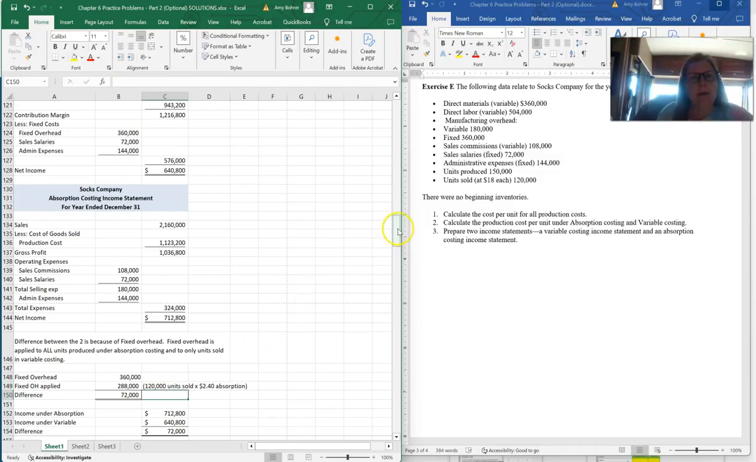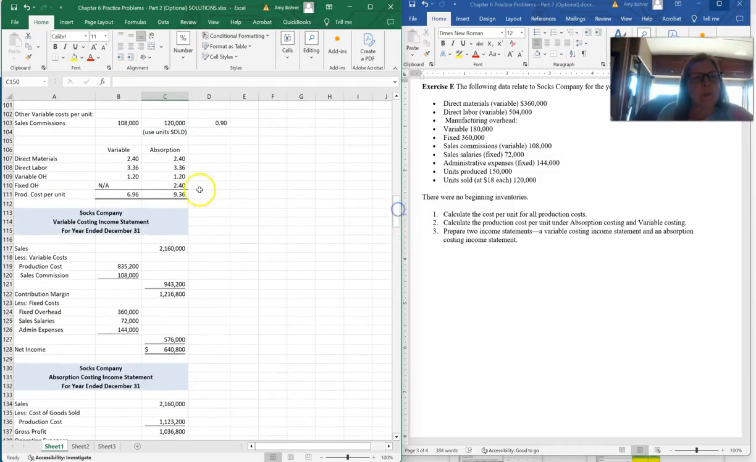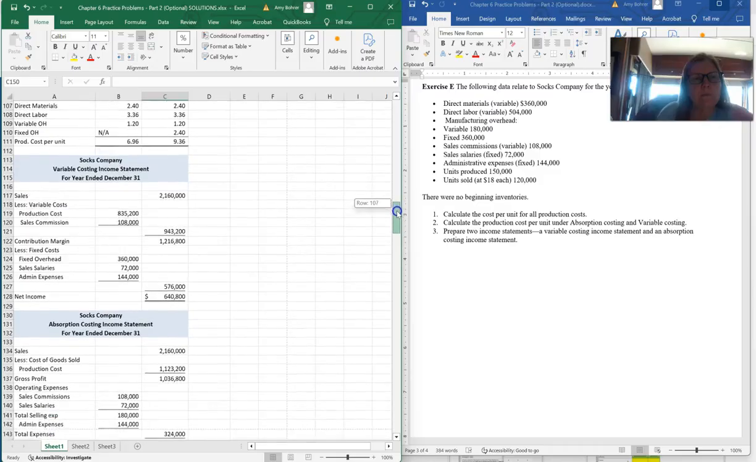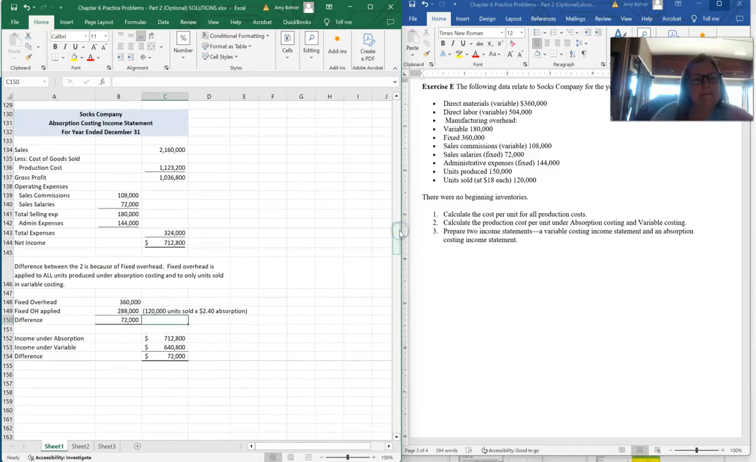And if we scroll back up, you can see we had fixed overhead of $2.40. So under the absorption method, your fixed overhead is applied on all units produced. And under the variable method, it's only applied to the units sold. So this is just proving the difference and why there is a difference. This amount was given.